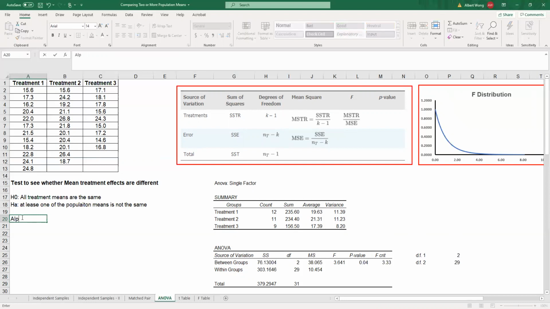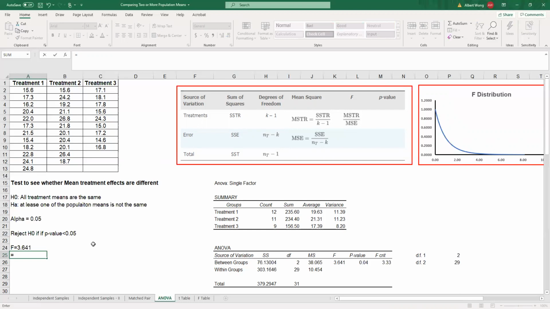Now, alpha, of course, we can set equal to 0.05, it doesn't matter. And the rejection rule, if we want to use the p-value, we say reject H0 if the p-value is less than alpha. And then, of course, the test statistic F is equal to 3.641 from this table, if you're given this table. And if you're calculating this, you can actually use Excel's function to calculate the p-value.